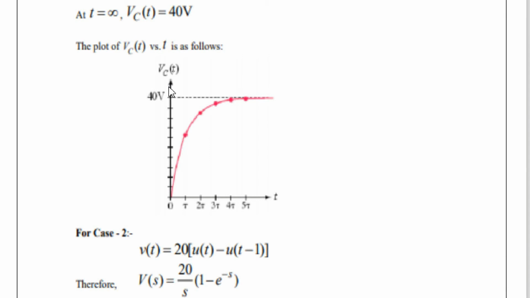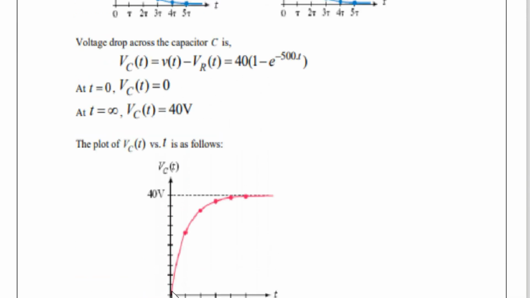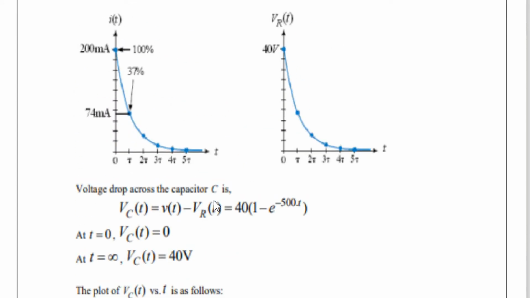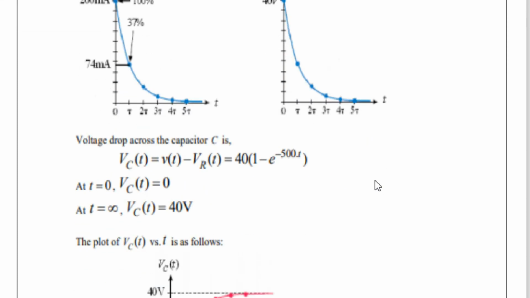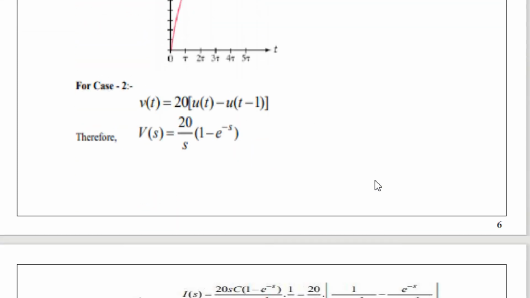So Vc of t at t equal to 0 is 0. So the voltage across the capacitor is exponentially increasing, and the voltage across the resistor is exponentially decreasing. At t equal to 0 we are having 0 value.